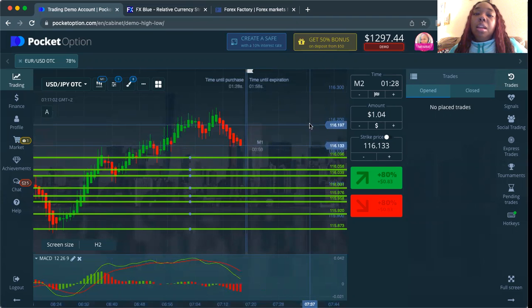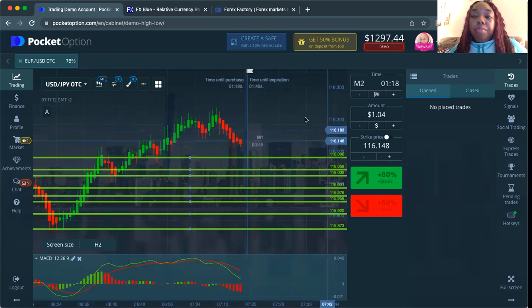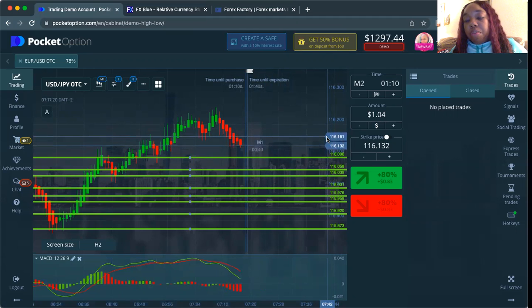And vice versa, if you're predicting a price is going to go down, and you predict a sell, and price does drop and goes below the price that you entered on, your trade clears and you make money. So that's just as simple as that.